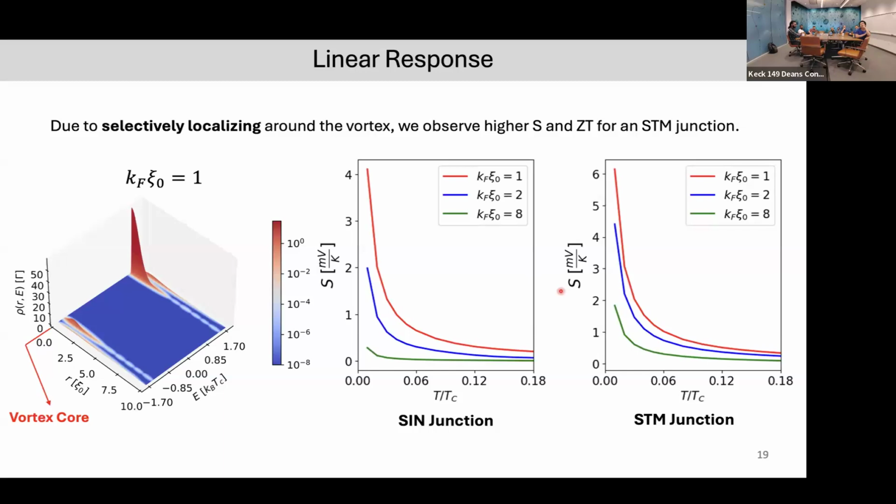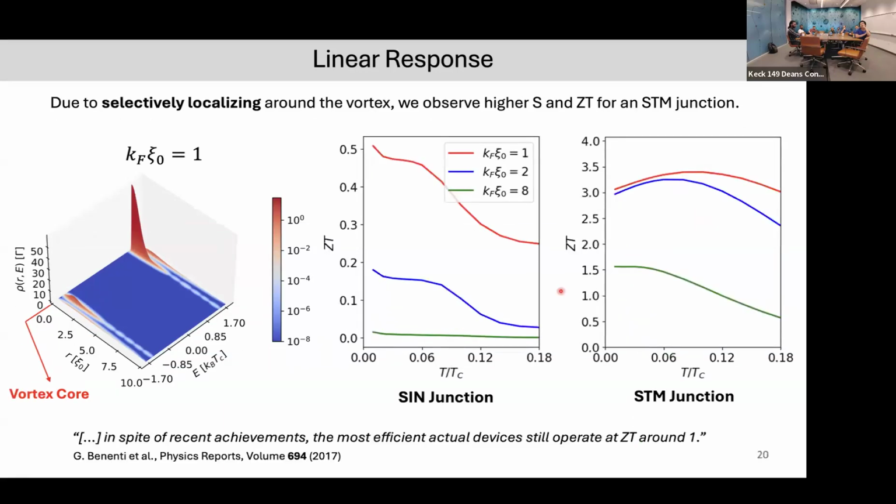But the major improvement we see is in the figure of merit. We saw before that it reaches at best a 0.5 value for the figure of merit, but when we selectively localize around the vortex core, we see relatively high values of figure of merit above 3 for a significant range of temperature values, for the case of Kf xi naught equals 1 and 2.